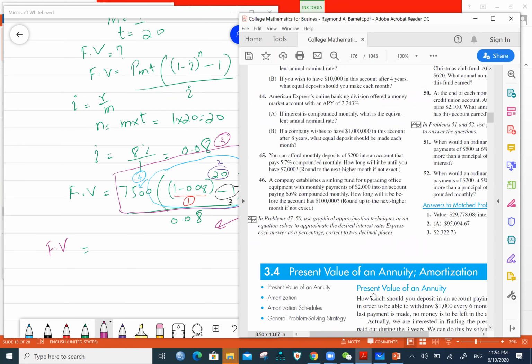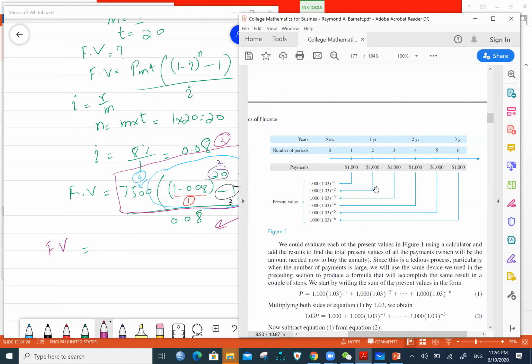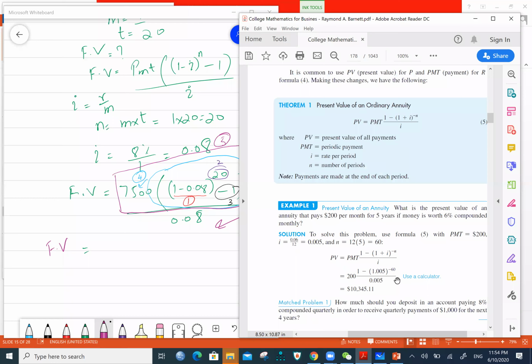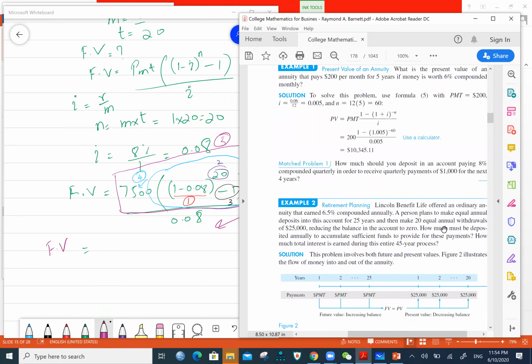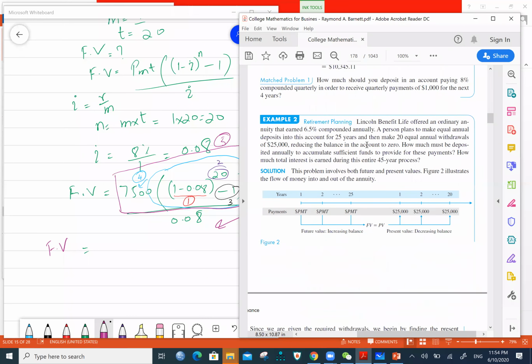There is a very interesting example in the book. Read this example. Who will read this example? Can you see my screen? For example, 2.